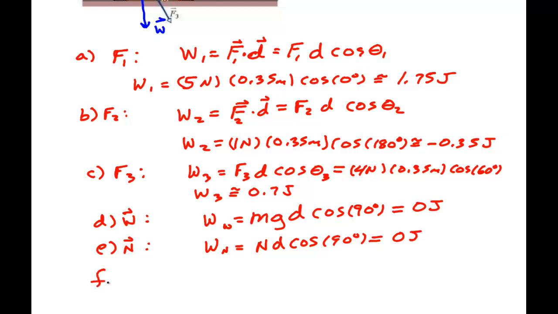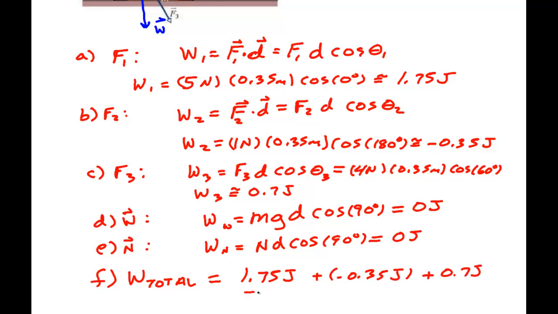To do the total, we simply add them up. 1.75 joules plus minus 0.35 joules plus 0.7 joules plus 0 joules plus 0 joules, and you plug that in and you get 2.1 joules.